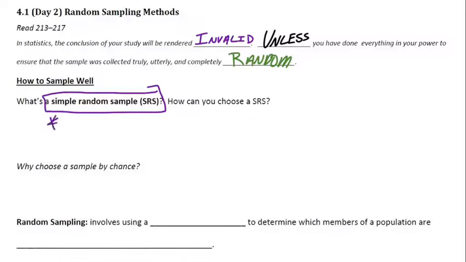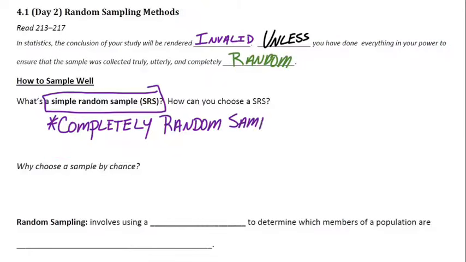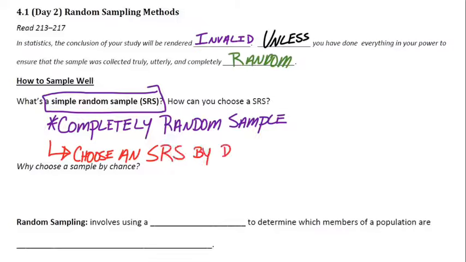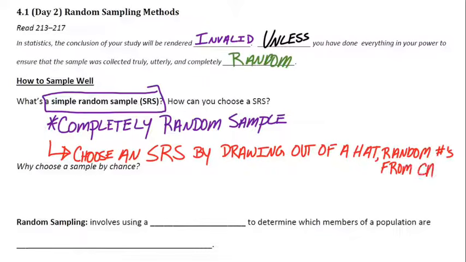So a simple random sample, completely random sample. So essentially, you choose an SRS by, you say, draw names out of a hat, or you could use random numbers on your calculator. So nothing special, no tricks, just simple random sample, entirely random.